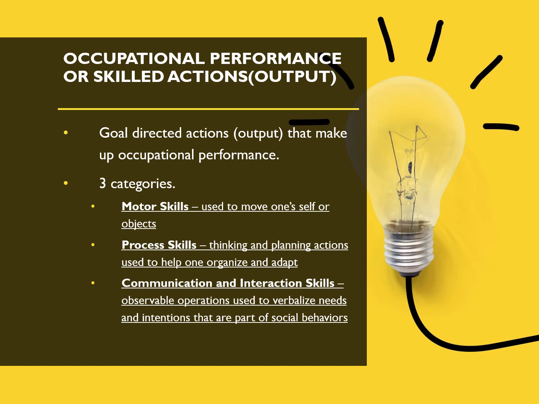And there's 3 categories of these. You have motor skills, which are used to move oneself or objects. You have process skills, thinking and planning actions used to help one organize and adapt. And you have communication and interaction skills, which are observable operations used to verbalize needs and intentions that are part of social behaviors. All 3 of these are in your OTPF. That is how the skills are broken down in your OTPF. Does that sound familiar? If you want to stop the video, take a look at your OTPF. It's kind of interesting how they use these things.